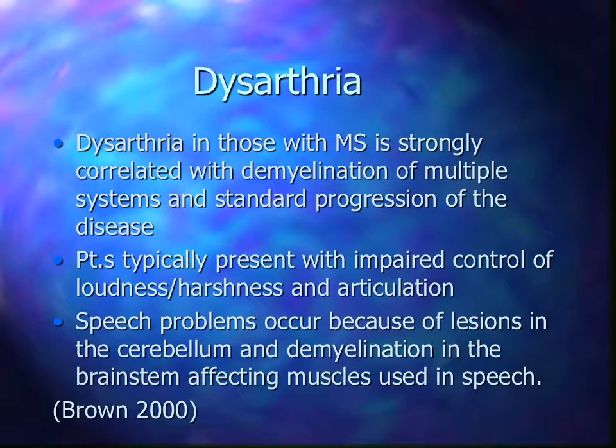Okay, so dysarthria in those with MS is strongly correlated with demyelination of multiple systems and the standard progression of the disease. You will see this most commonly with patients early on because fatigue is so high. Patients typically present with impaired control of loudness, harshness, and articulation, and speech problems occur because of lesions in the cerebellum and demyelination in the brainstem affecting muscles used in speech.